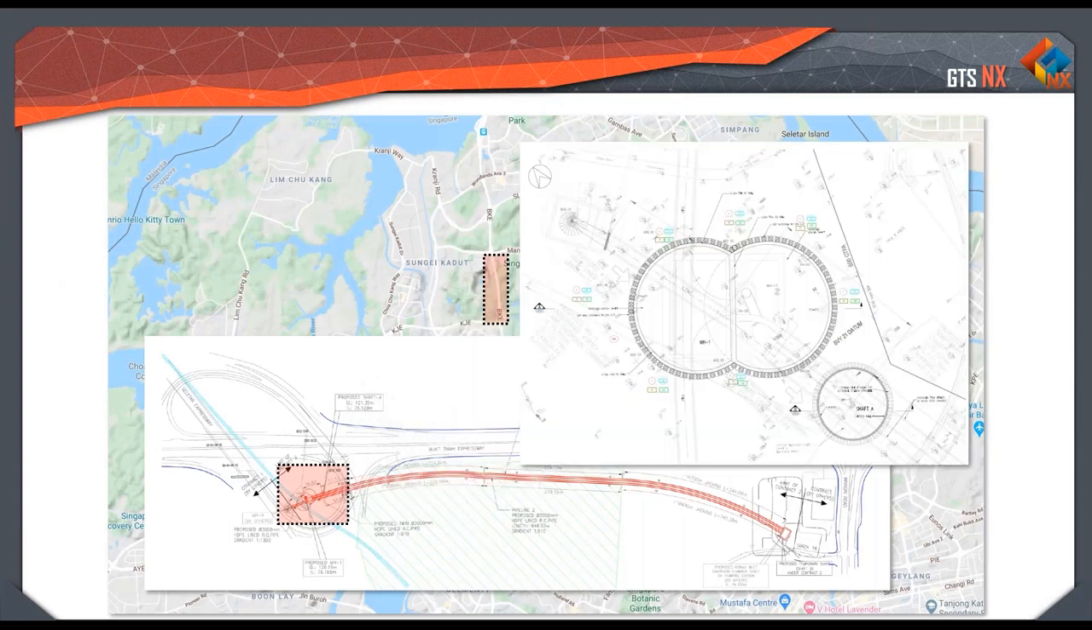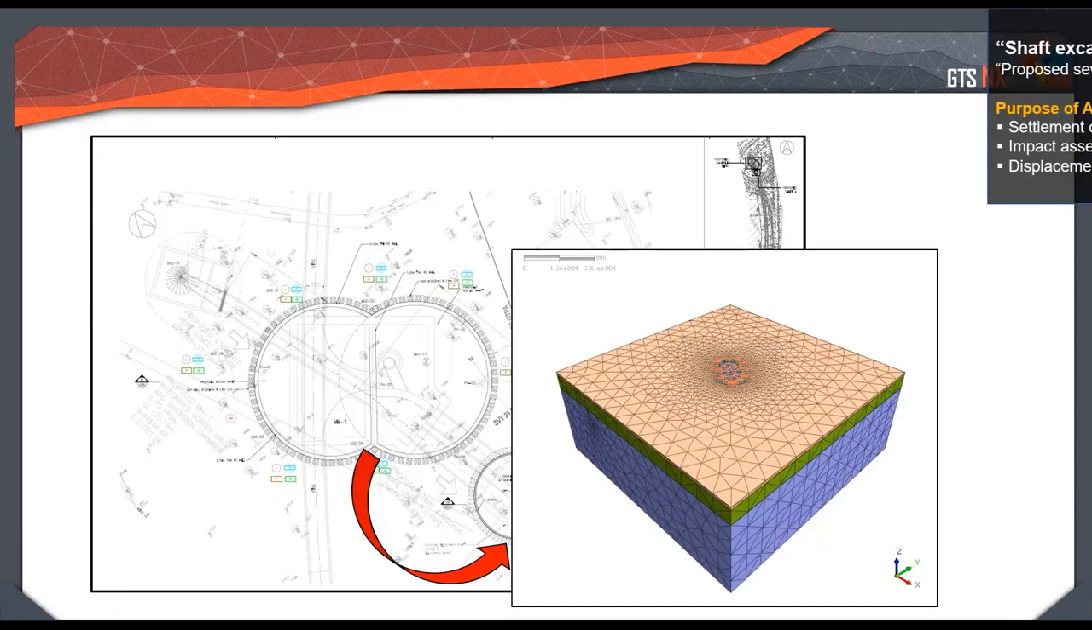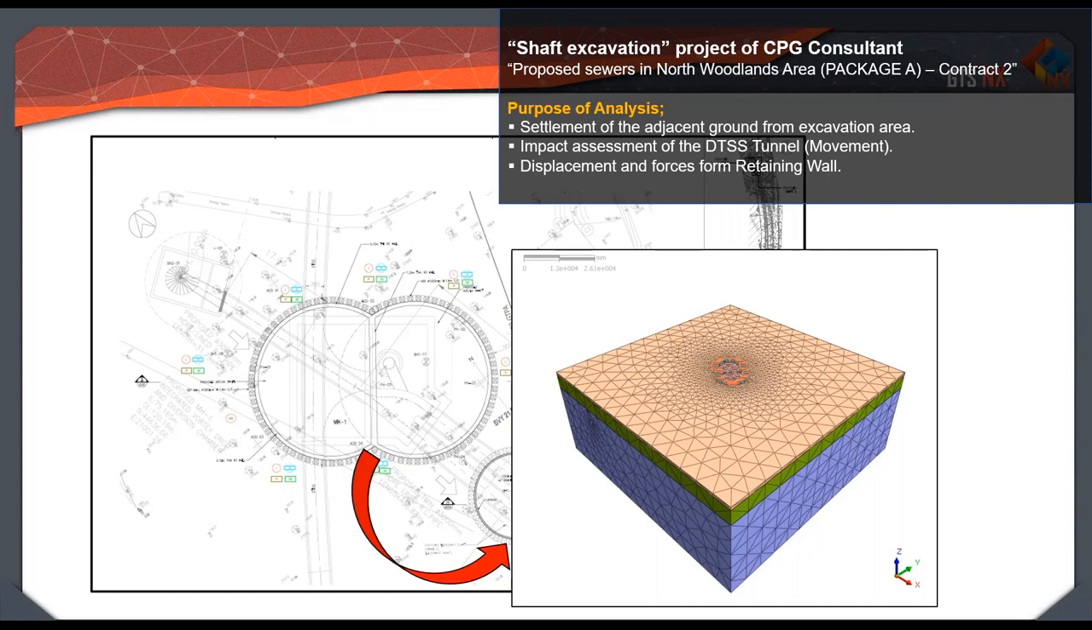The location of the CPG project is in the north part of Singapore, and this sewer will be connected to Changi Airport. The project's full name is Proposed Sewer in North Woodland Area. As you can see on the screen, there is a plan view of the retaining system for the shaft. I'm importing this CAD file, which is in DWG format, into GTS NX and starting modeling to create the geometry. From this analysis, you can get the settlement of the ground, movement of the DTSS tunnel, and displacement and forces such as bending moment and shear force of the retaining wall.